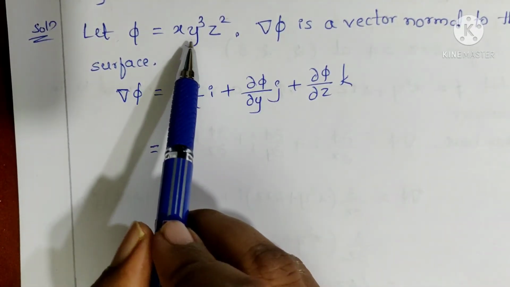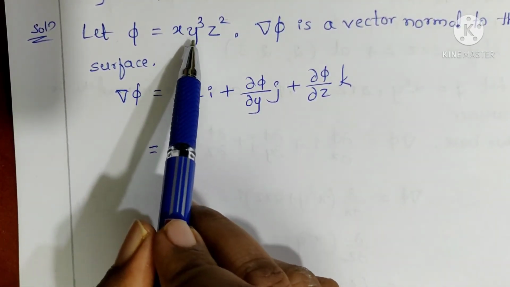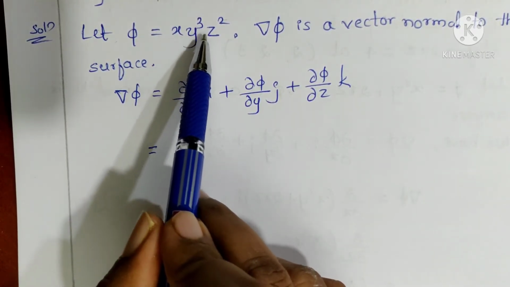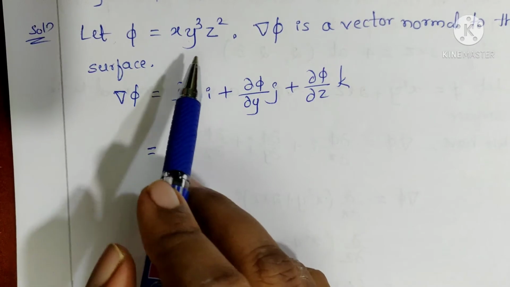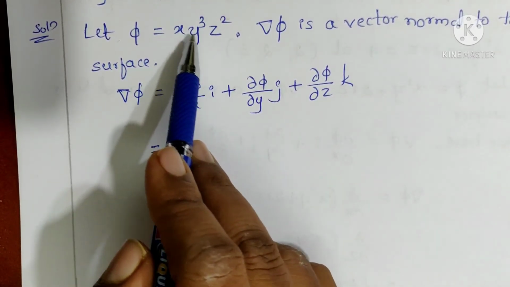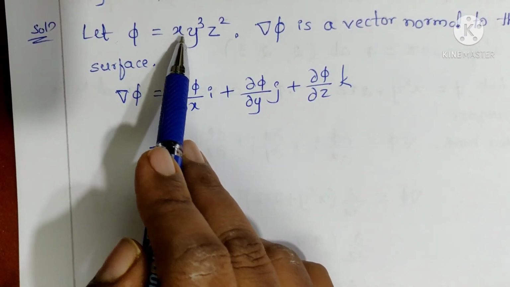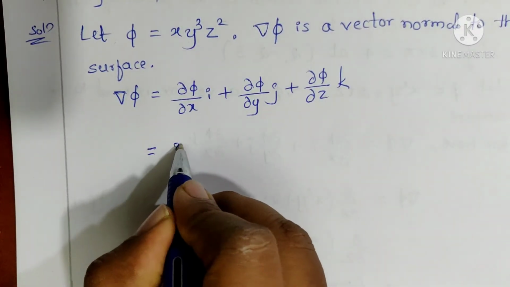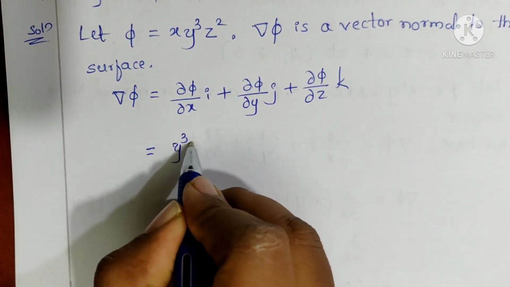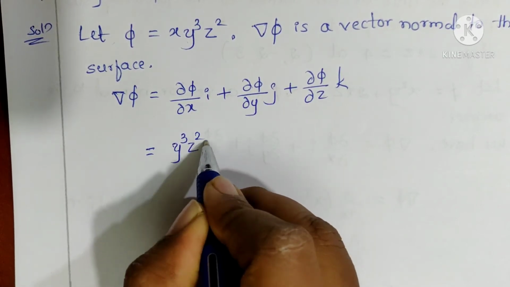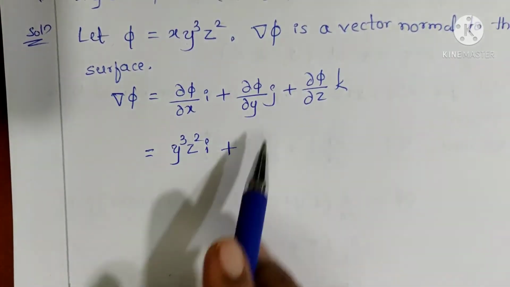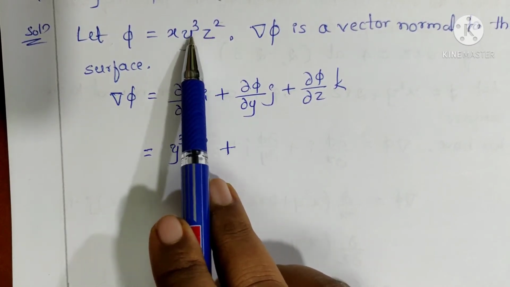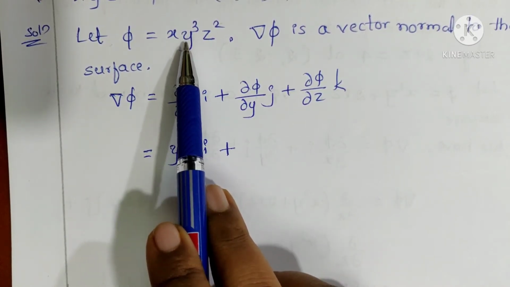So now here dou phi by dou x of this equation is what? Since it is only one term here, x y cube into z square, when you differentiate partially with respect to x, we have only x, so it is 1. So you are left with y cube into z square. So in place of dou phi by dou x, directly write y cube z square into i, plus dou phi by dou y. So x and z square will be constant. Differentiation of y cube is 3y square.